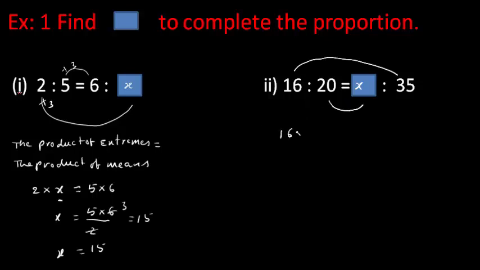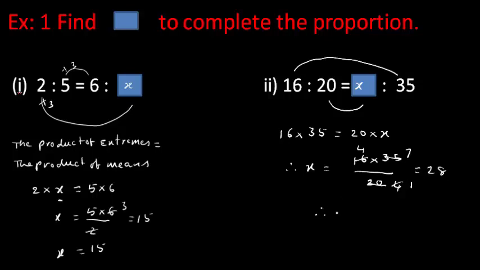So 16 into 35 equals to 20 into X. Therefore X equal to 16 into 35 divides by 20. Here 5 cancel 35 7 times. 5 cancel the 20 in 4 times. Now 4 cancel in 1 times. 4 cancel 16 in 4 times. 4 7s are 28. Therefore X equal to 28.